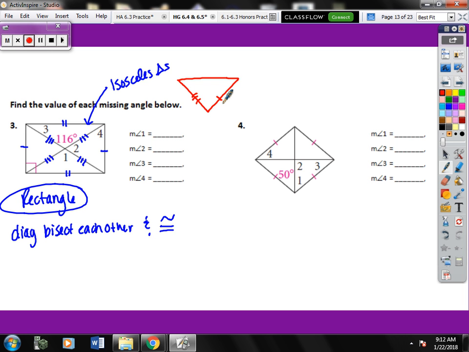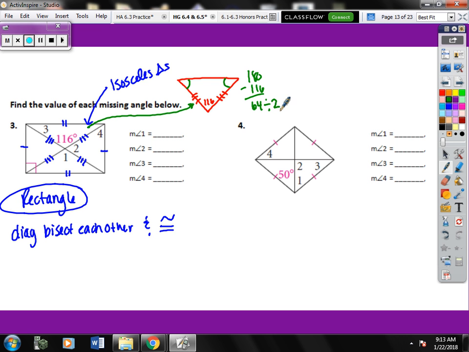So we know the vertex angle is 116. Then let's define the measure of angle 3. Well, in an isosceles triangle, we know that the two base angles would be congruent. What would each of those base angles have to be in that triangle? All I did was redraw this top triangle over here so we can differentiate. What would each of those have to be? Maddie? 32. Good. We would get 64.